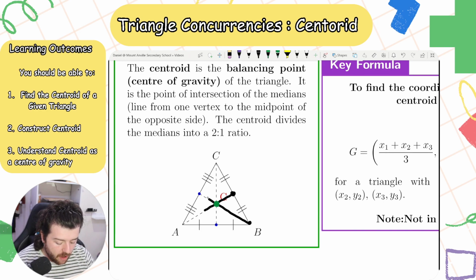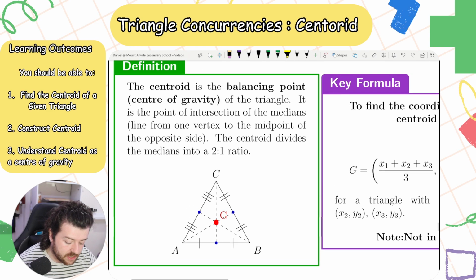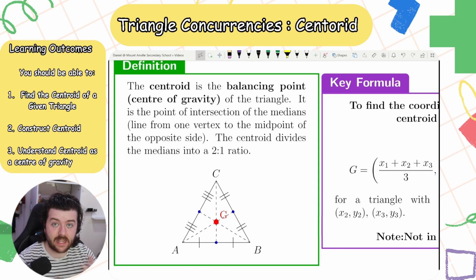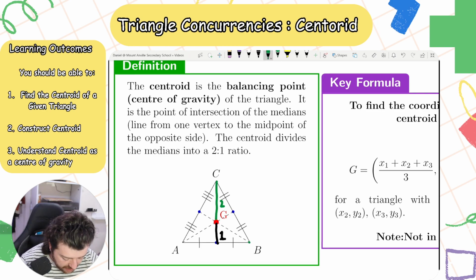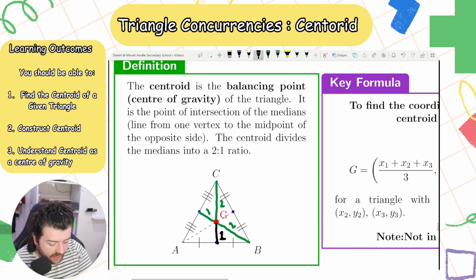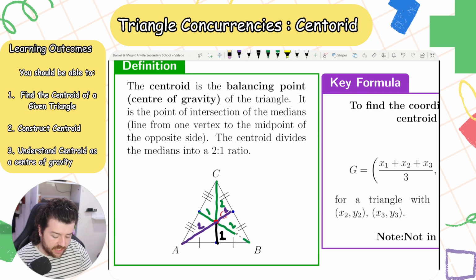So a special property with the centroid is, first of all, it's the center of gravity of a triangle. It also, the medians intersect each other in the ratio of 2:1. So if you see here, this length is going to be 2 times this length, and that goes for all of the medians. This side here is going to be 2 times the length of that side. And finally, this side here as well is going to be 2 times the length of that side. So that is a special property of a centroid.